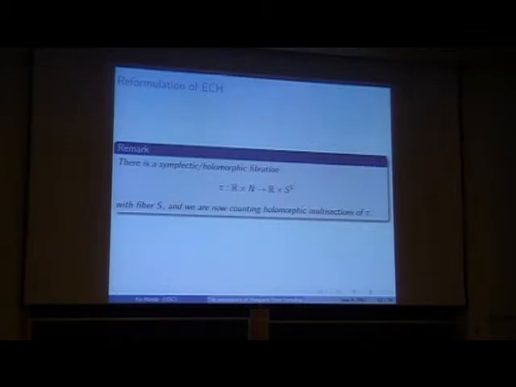We just have the base of the fibration, and what's happening now is that we're counting holomorphic multi-sections of this fibration. A holomorphic multi-section just means it's basically a section everywhere, except for certain places where, when you project down to the base, you might have some branch points. Is this okay? Any questions?